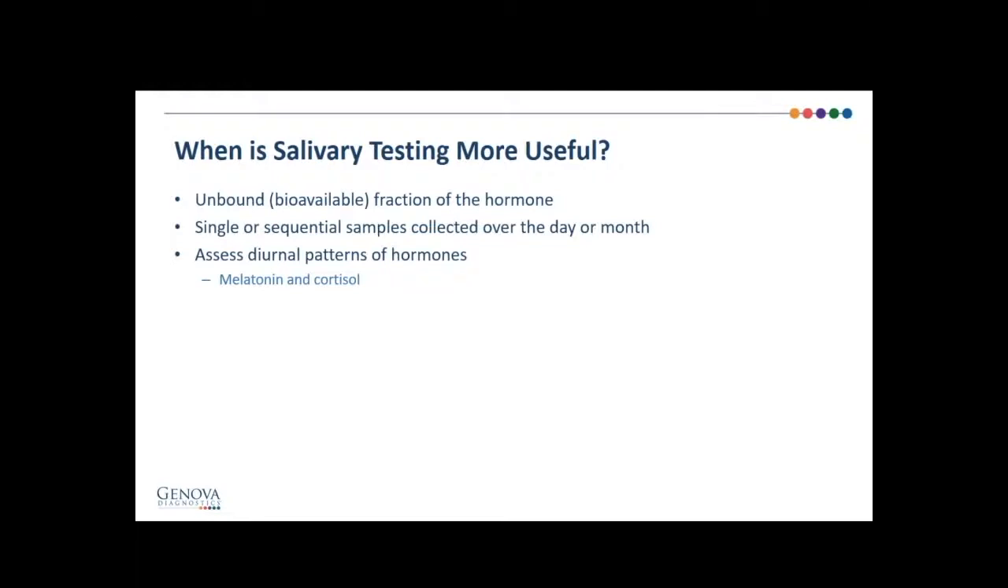With urine, we can mediate with a 24-hour collection, but with saliva, we can look at a cycle. A rhythm test can show us a 28-day cycle. We can look at things like melatonin and cortisol and track their circadian rhythm. So that's really what saliva brings to the table that nothing else brings.